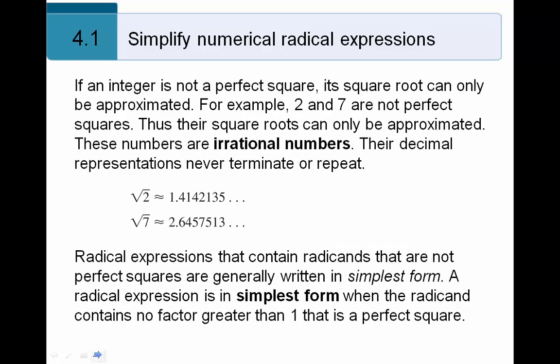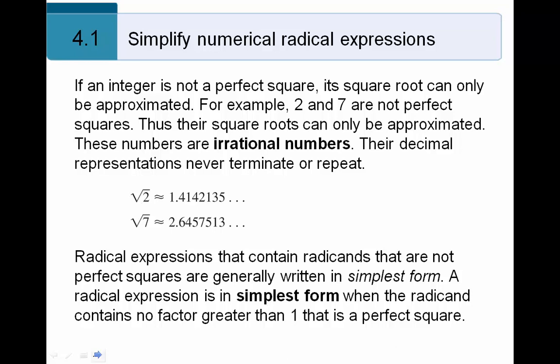If an integer is not a perfect square, its square root can only be approximated. For example, 2 and 7 are not perfect squares. Thus, their square roots can only be approximated. These numbers are irrational numbers. Their decimal representations never terminate or repeat.